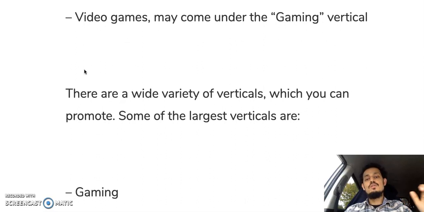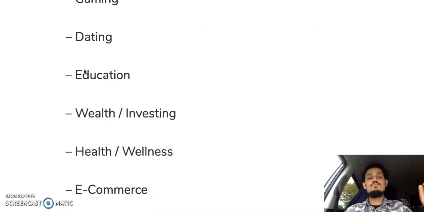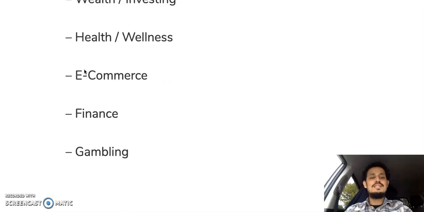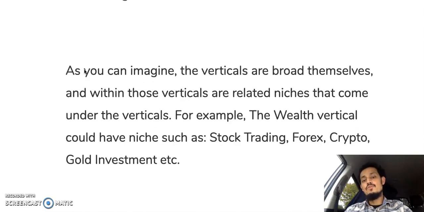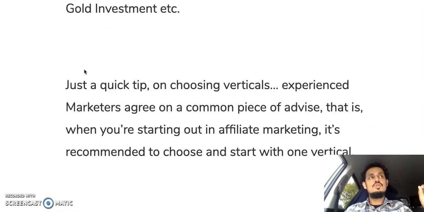There are a wide variety of verticals which you can promote as an affiliate, and some of the largest verticals are gaming, dating, education, wealth, investing, health and wellness, e-commerce, finance, and gambling. As you can imagine, the verticals are broad themselves, and within those verticals are related niches. For example, the wealth vertical will have niches such as stock trading, forex, crypto, gold investment, etc.